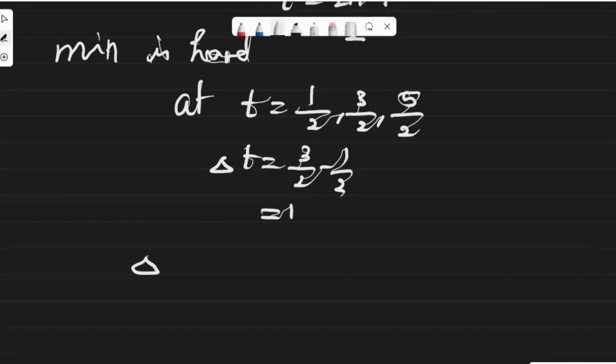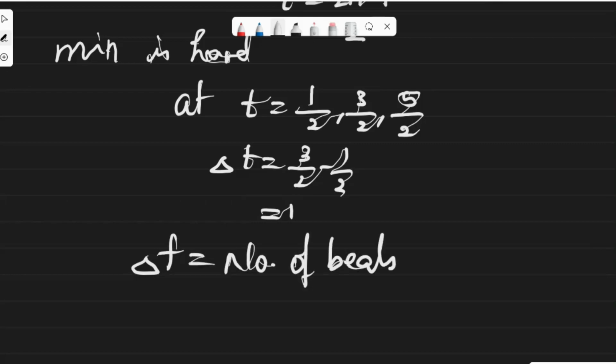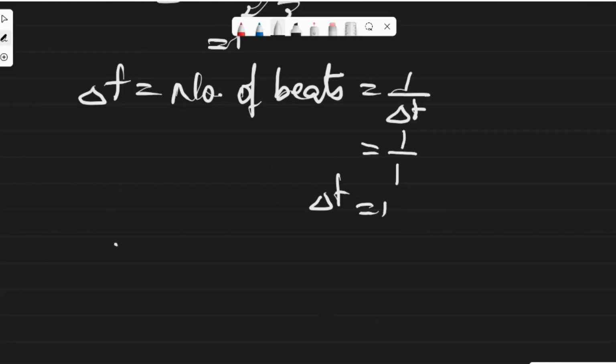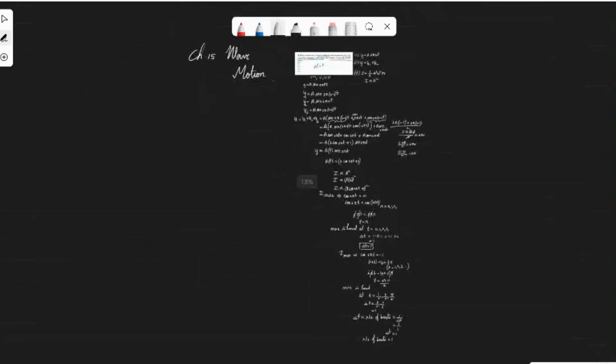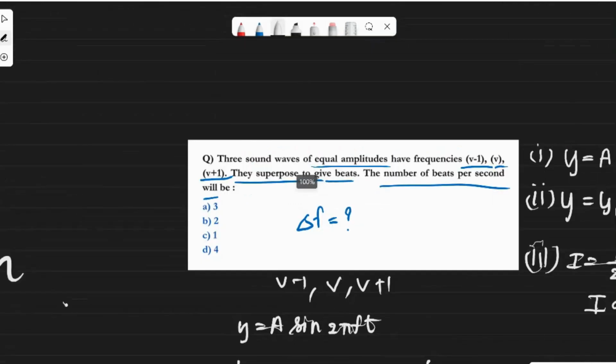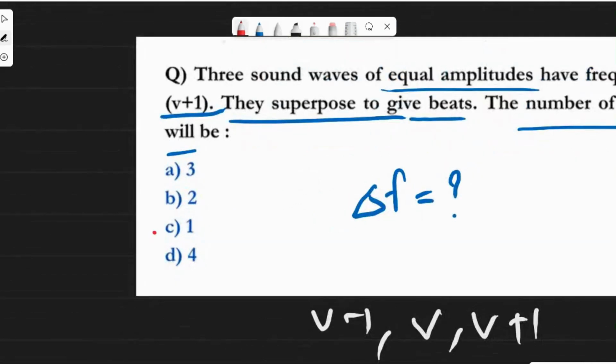So now delta f, which is equal to the number of beats, is the thing we need to find here. Number of beats is equal to 1 by delta t, since f is inversely proportional to t. I mean to say f is equal to 1 by t. So delta t we have got here is 1, so delta f is equal to 1. Therefore, the number of beats is equal to 1. If we check the options, they gave us 3, 2, 1, and 4. So the right option will be 1.